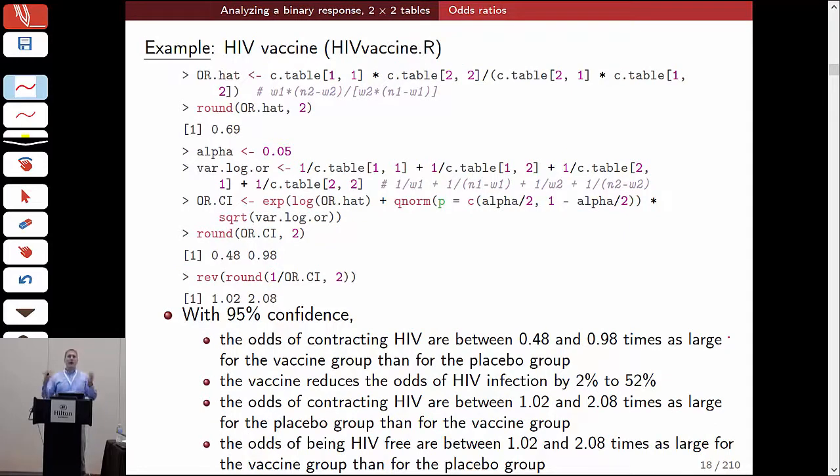Did the authors publish a 95% confidence interval for something like a vaccine? I believe they actually published what's called a Pearson chi-square test instead. I believe that's what they did for their paper.